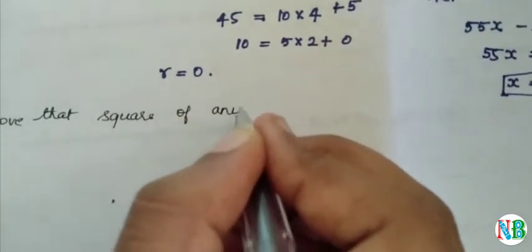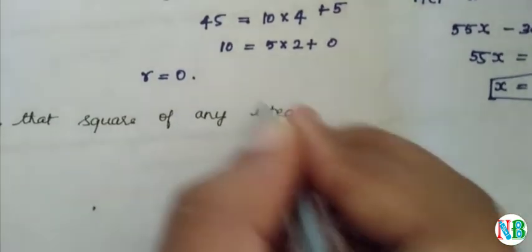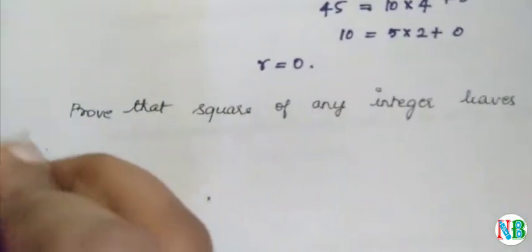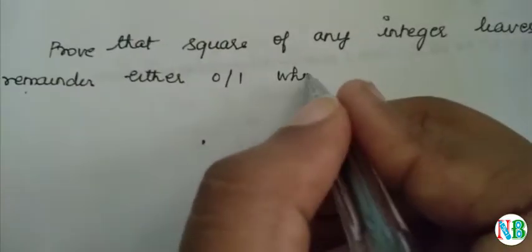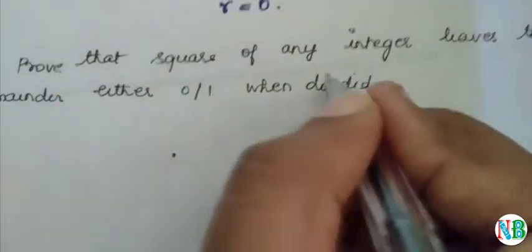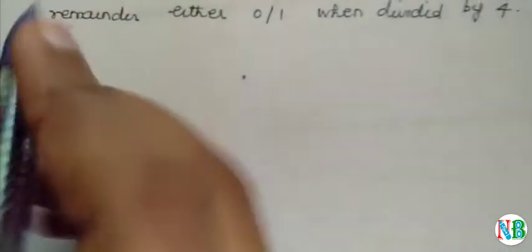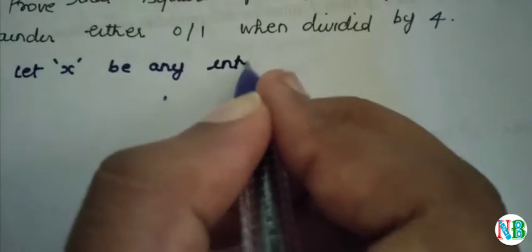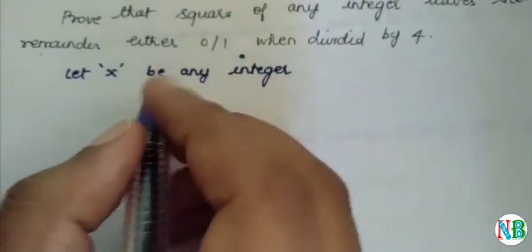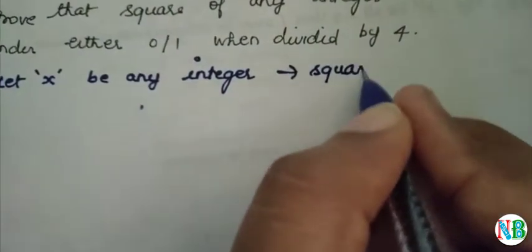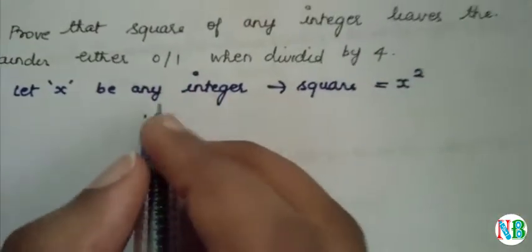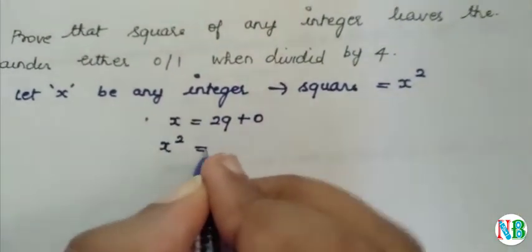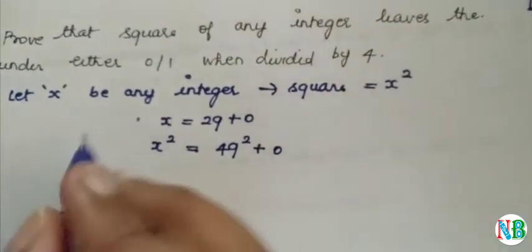Prove that the square of any integer leaves the remainder 0 or 1 when divided by 4. Okay, let's prove this. Let's take the number as x, be any integer here, and the square of the integer becomes x squared. So x can be written as 2q and x squared as 4q squared plus 0.